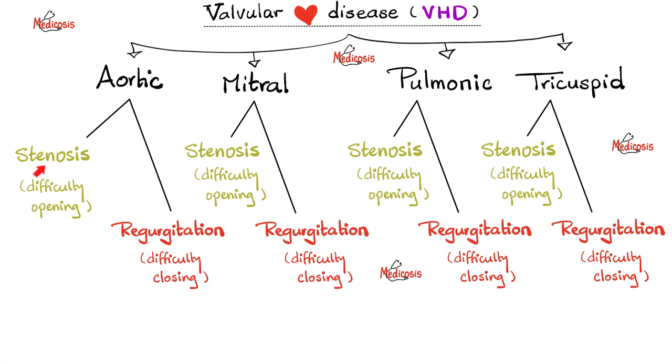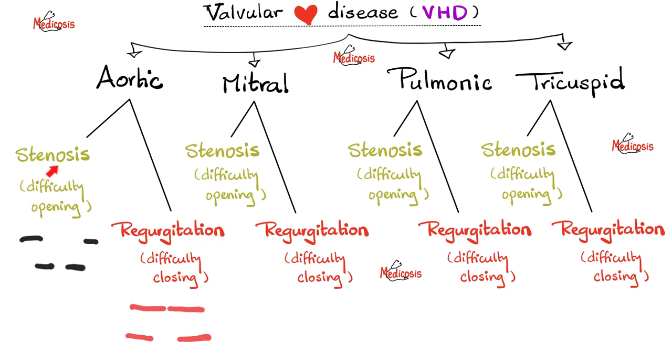Each one of them can be narrow. We call that stenosis, which is difficulty opening because it's narrow. Imagine that your door frame got narrower. It was wide open before, like this, but now it's narrow, like this. So, when you want it to be wide open, now it can't. It's difficulty opening. How about aortic regurgitation then? Regurgitation means it was supposed to close like this, but instead of closing, it remained open. This is failure to close or difficulty closing, and we call this regurgitation. So we have aortic stenosis, aortic regurgitation, mitral stenosis, mitral regurgitation, pulmonic stenosis, pulmonic regurgitation, tricuspid stenosis, and tricuspid regurgitation.